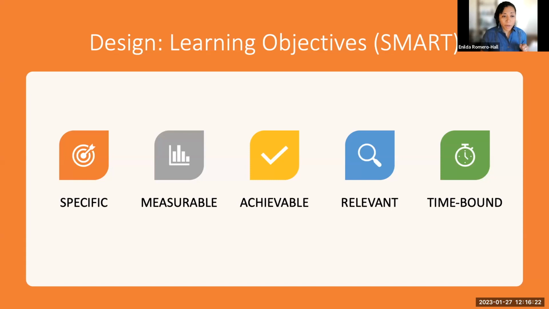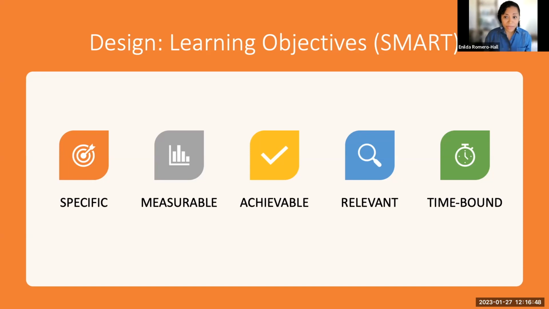So as part of the design component, the first one is to consider the write-up of learning objectives. And for this approach, I always use the SMART acronym. SMART referring to making sure that your learning objective is specific, measurable, achievable, relevant, and time-bound.